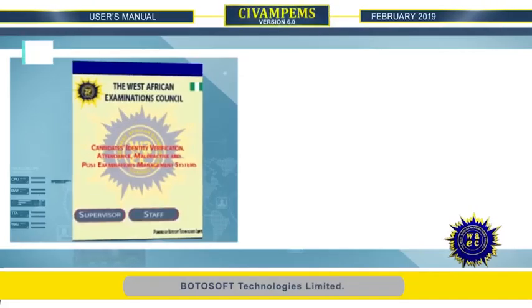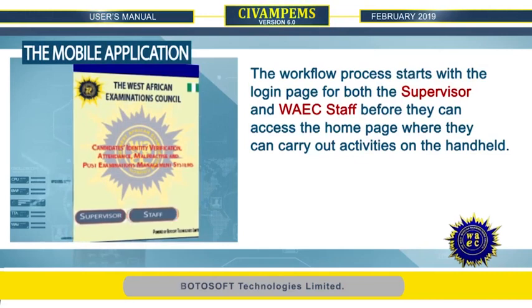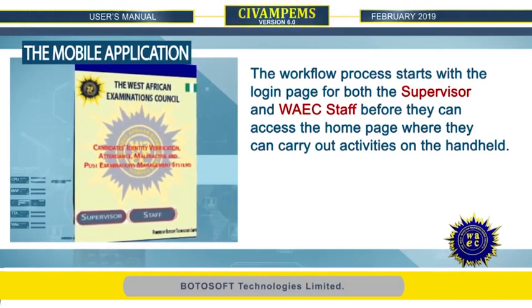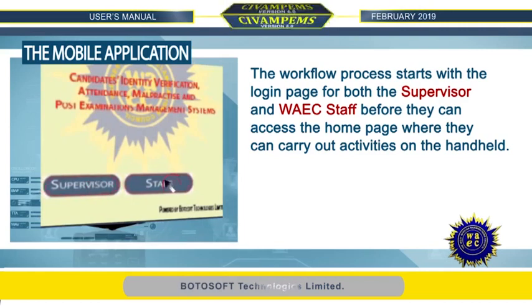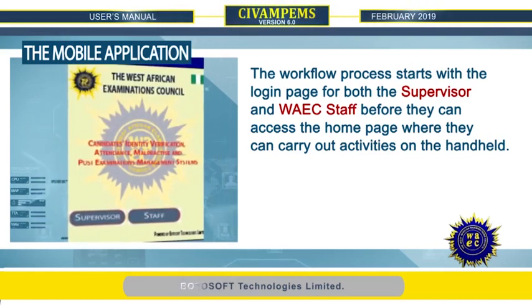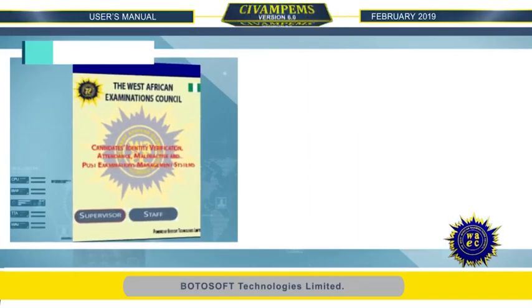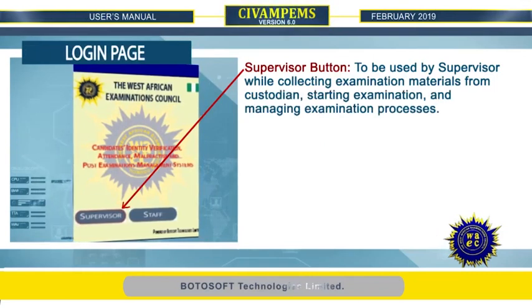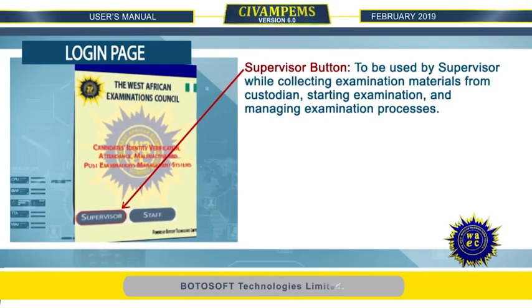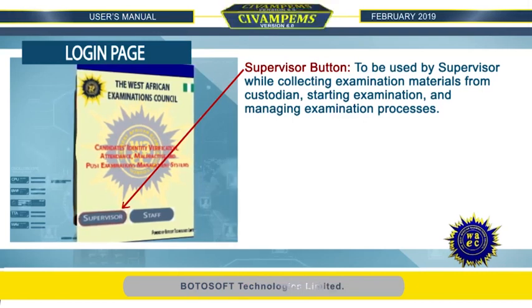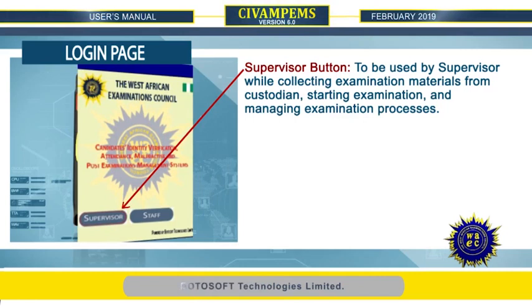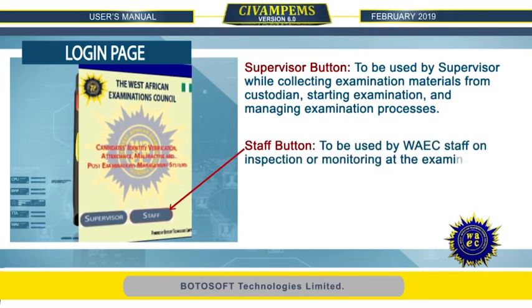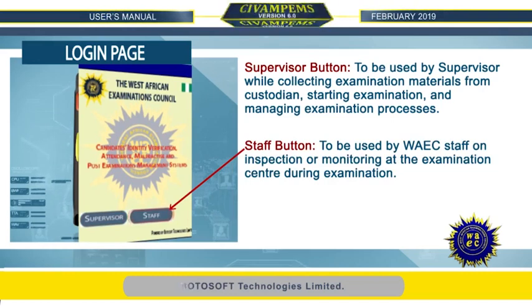The mobile application. The workflow process starts with the login page for both the supervisor and WAEC staff before they can access the home page where they can carry out activities on the handheld. Login page. Supervisor button. To be used by supervisor while collecting examination materials from custodian, starting examination, and managing examination processes. Staff button. To be used by WAEC staff on inspection or monitoring at the examination center during examination.